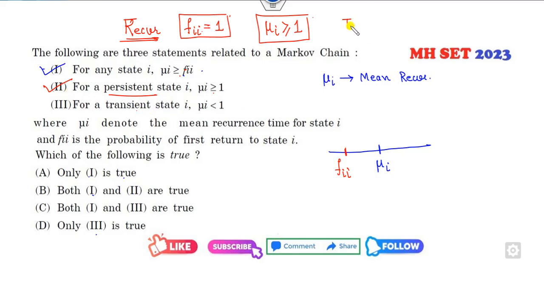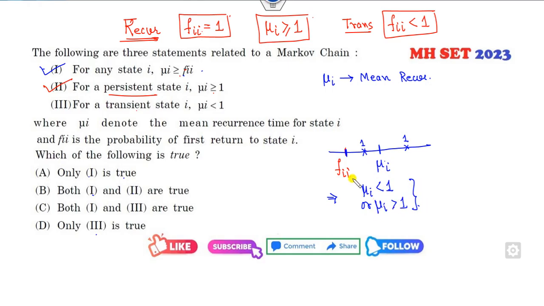For the transient state, what is the case? FII must be strictly less than 1. So if this is my F11, it must be less than 1. Fine. So where 1 appears, 1 may appear here, 1 may appear here. So mu I may be less than 1, or if 1 appears here, mu I may be greater than 1. That is dependent upon the transition probability matrix. So this statement is not always correct. So first and second are my correct options, the rest are cancelled.